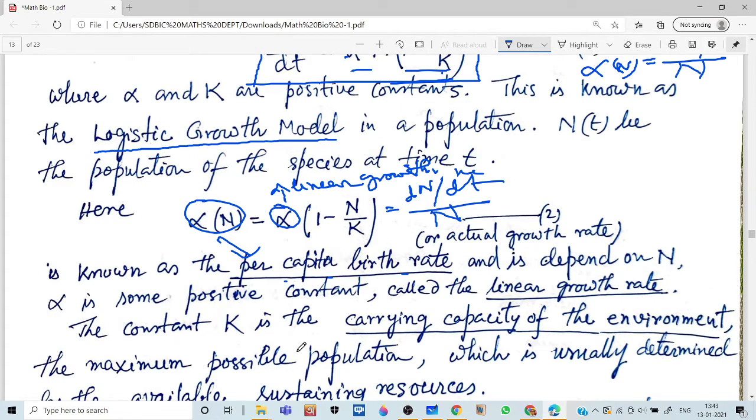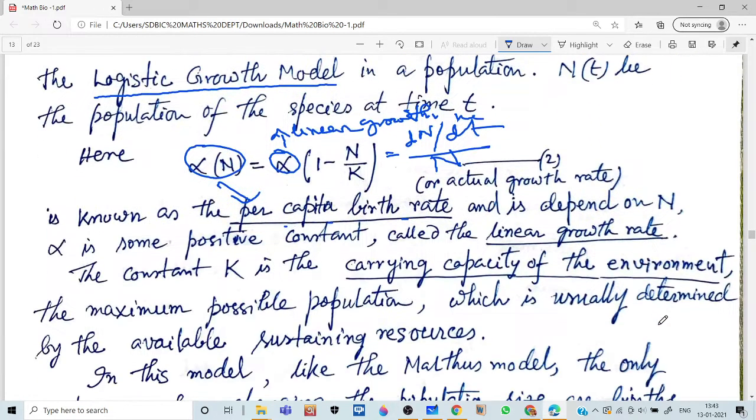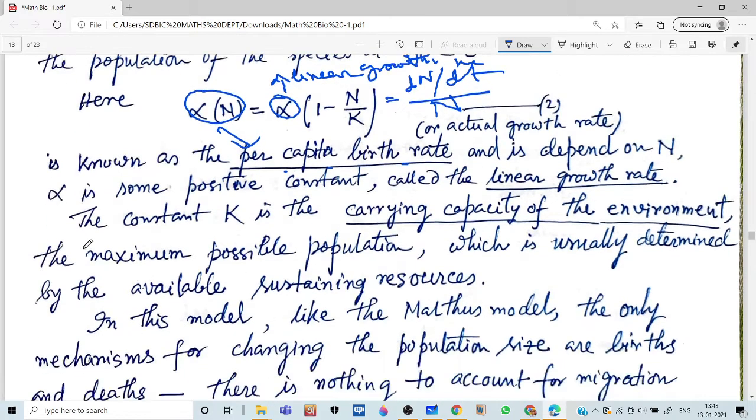The constant capital K is called the carrying capacity of the environment. Carrying capacity means the maximum possible population, which is usually determined by the available sustaining resources. The maximum possible population is called the carrying capacity of the environment.